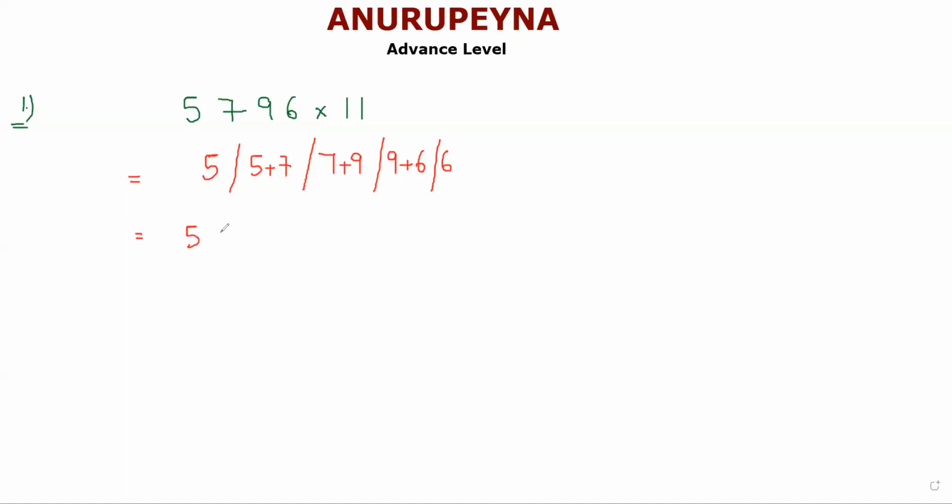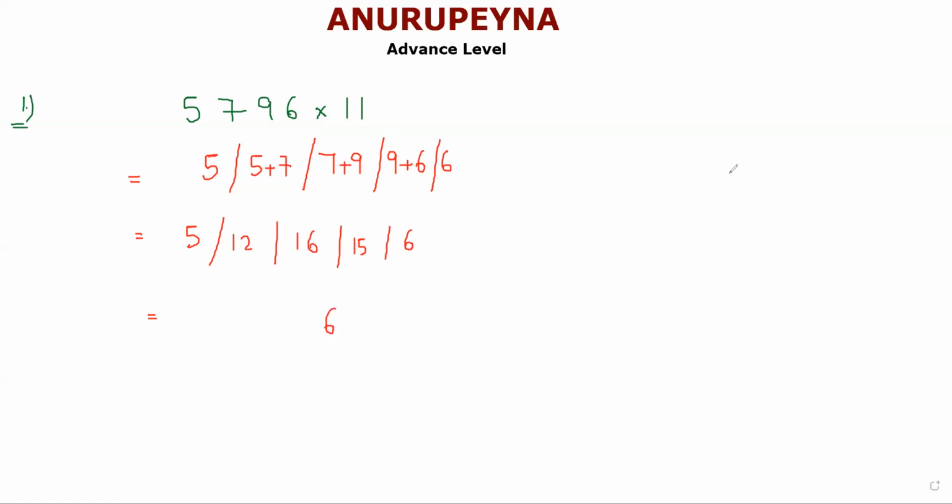Let's say we have 50,796 times 11 to be done. So the process starts something like this again: you have to keep only your 6, then you have to add 9 and 6, then you have to add 7 and 9. You have to just keep on adding in pairs. So now it is 5 and 7, and then last is 5. So that's 5, that's 12, that's 16, that's 15, and then 6.